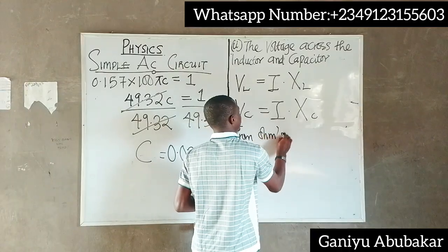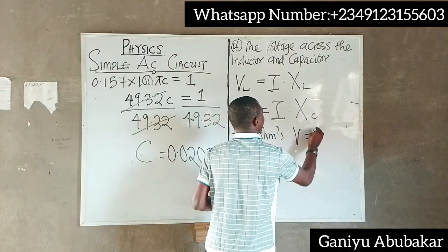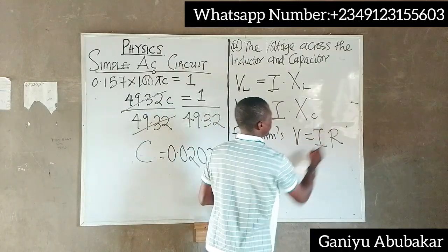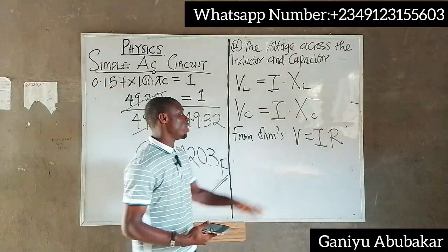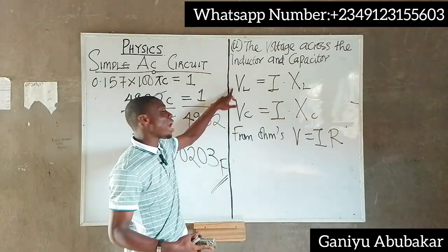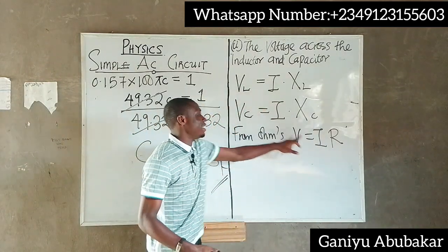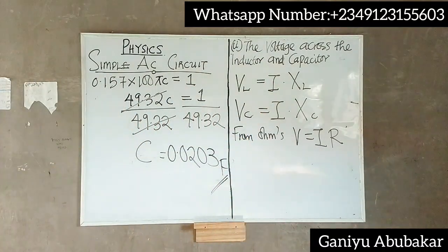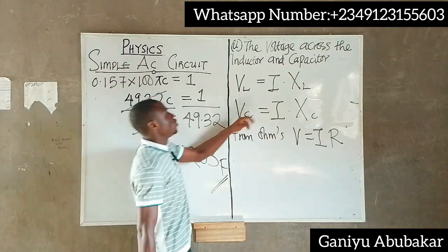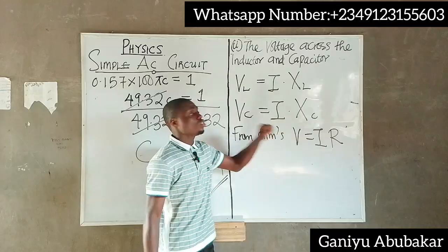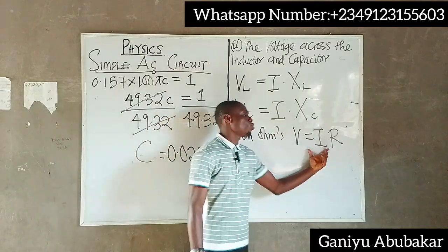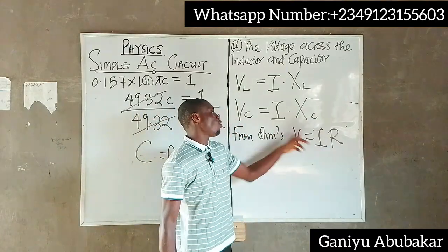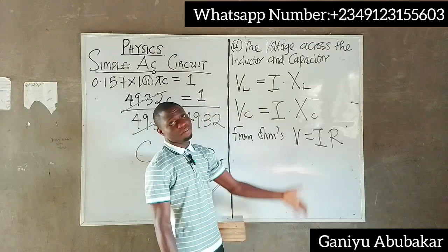Ohm's law, V is equal to IR. Observe that this is for resistor, this is for inductor and capacitor. The currents are the same, I. So the currents are the same. So this is that I can use this one here to get current and insert the value of current into this to get VL and VC.